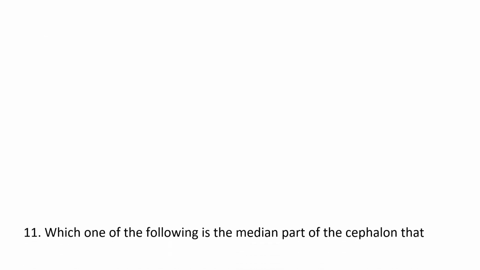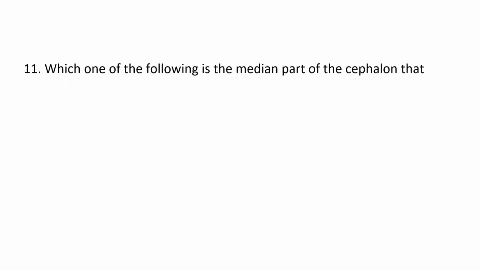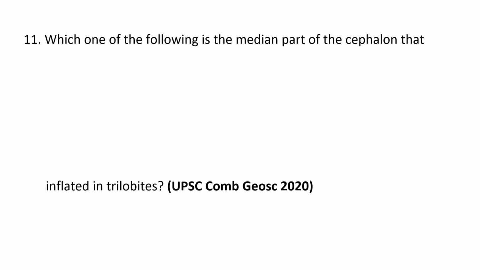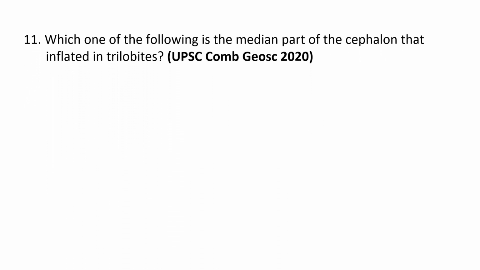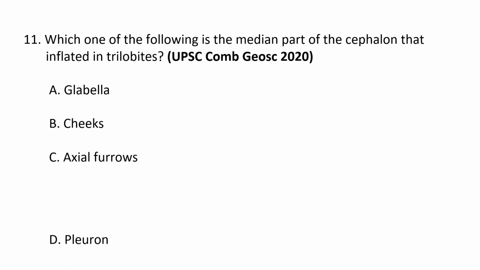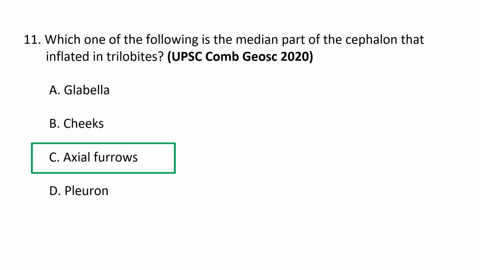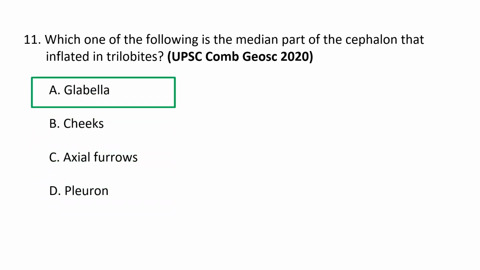Next question. Which one of the following is the median part of the cephalon that is inflated in trilobites? A. Glabella, B. Cheeks, C. Axial furrows, D. Pleura. So obviously A. Glabella is the central or median part of the cephalon. The body of the trilobite is divided into head, thorax and pygidium, and the glabella is the median part of the cephalon. A is the correct option.